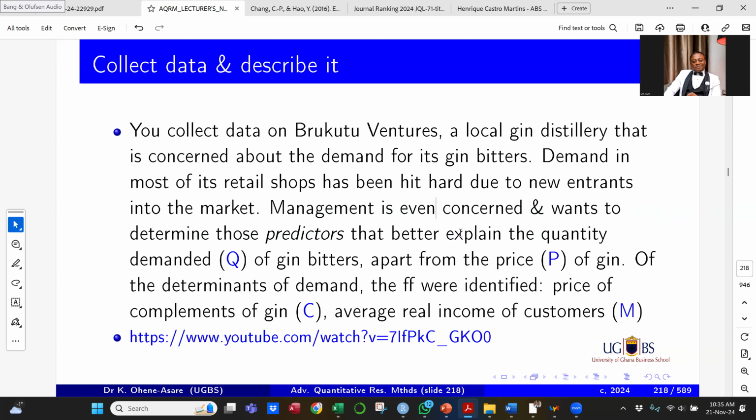So you gather some data. One of the data is the quantity demanded of gin bitters. It is actually your outcome variable. We'll come to that. Another variable, which is not your outcome variable, it's not your dependent variable, but it's rather your independent variable, is price. We'll talk about all this as well. Another variable is complement price of gin. You also have the average real income of the people. Okay.